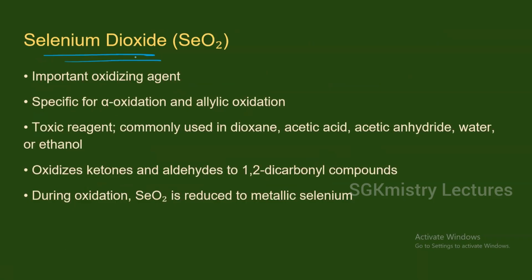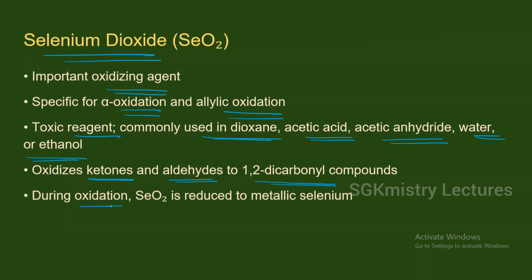Next, coming on to selenium dioxide, SeO2. Even this reagent we have come across. So now let us look into it. First of all, we know that it is a very good oxidizing agent. We have come across this particular reagent in this particular session itself, right? It is specific for alpha oxidation as well as allylic oxidation reactions, and it is toxic in nature and commonly used in dioxane, acetic acid, acetic anhydride, water or ethanol solvents. It oxidizes ketones and aldehydes to 1,2-dicarbonyl compounds. And during oxidation, this reagent SeO2 is reduced to metallic selenium.